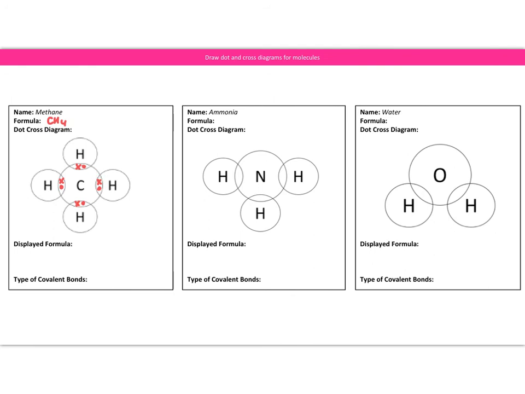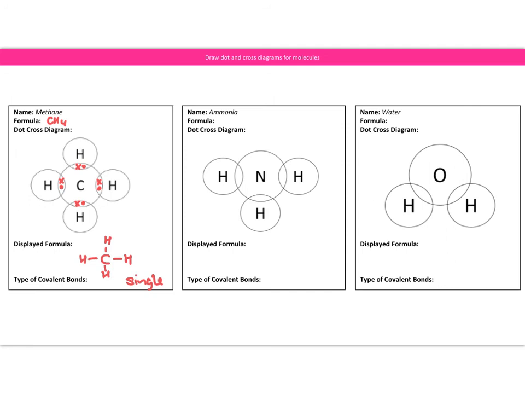Now when we come to draw the displayed formula, the thing I think to do is to draw the central atom. If there is a central atom, draw the central atom, and this is clearly carbon. And then it has a covalent bond with the hydrogen to the right, one to the left, one above, and one below. And when we look at the covalent bonds between each carbon and each hydrogen, they are all single covalent bonds.